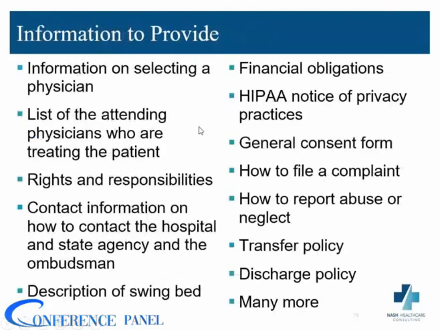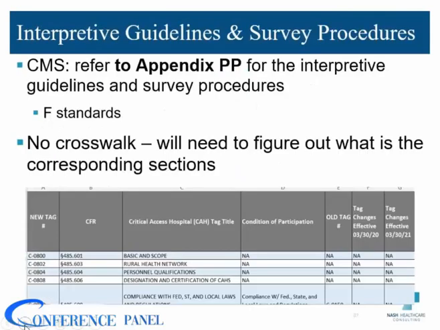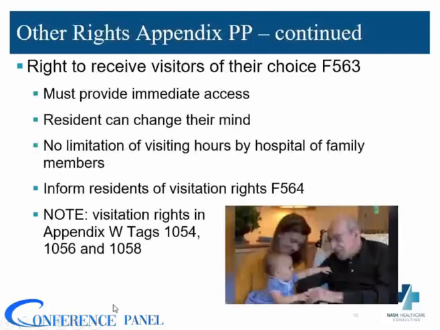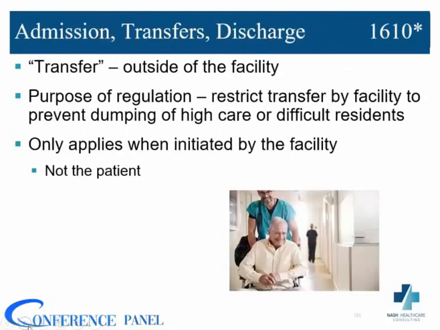Information that you will need to provide. CMS refers to Appendix PP for the interpretive guidelines and survey procedures. So you would look under the F standards under the long-term care manual and look at how they're going to survey your facility for swing beds. So other rights are in the Appendix PP. Transfer outside of the facility.